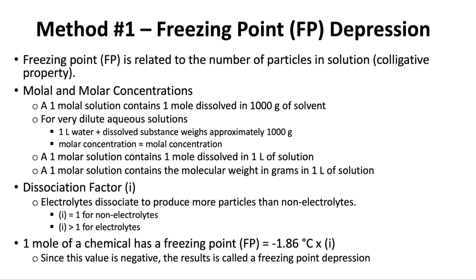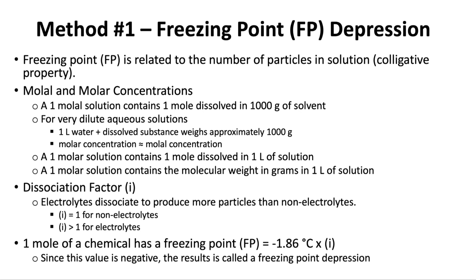The number is going to be larger for electrolytes because electrolytes produce more particles. For example, since 1 molecule of sodium chloride produces 2 particles, 1 sodium, 1 chloride, the I value for sodium chloride is going to be 2. Another example, and this assumes 100% dissociation.